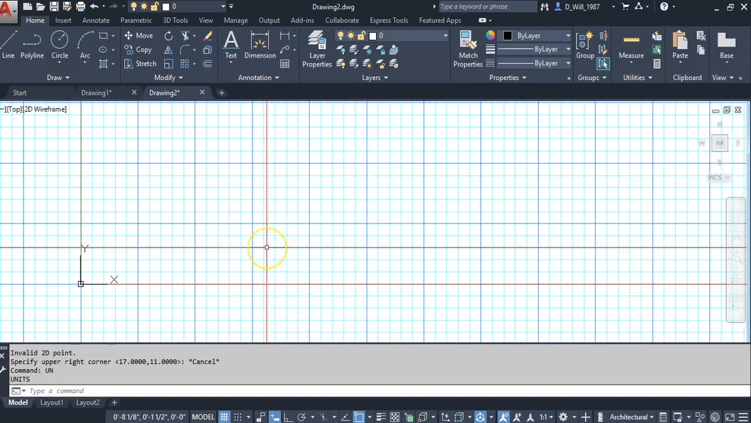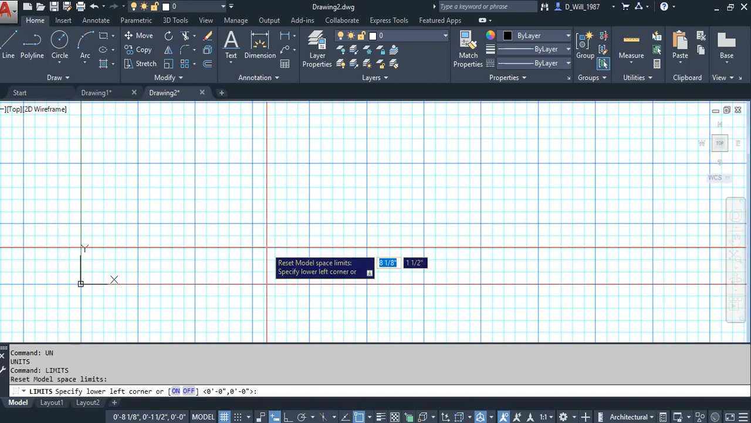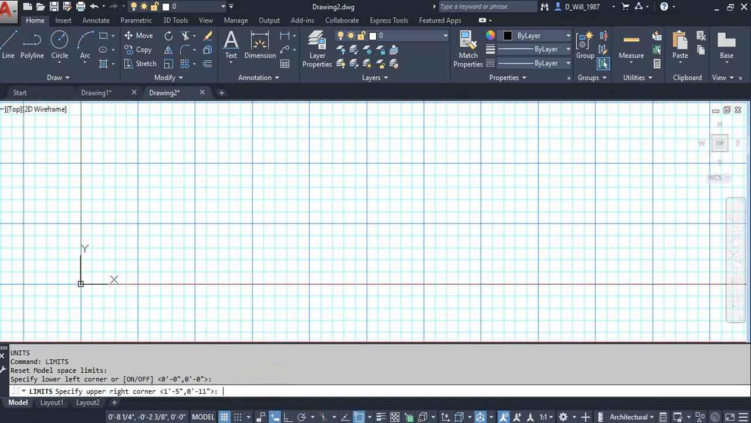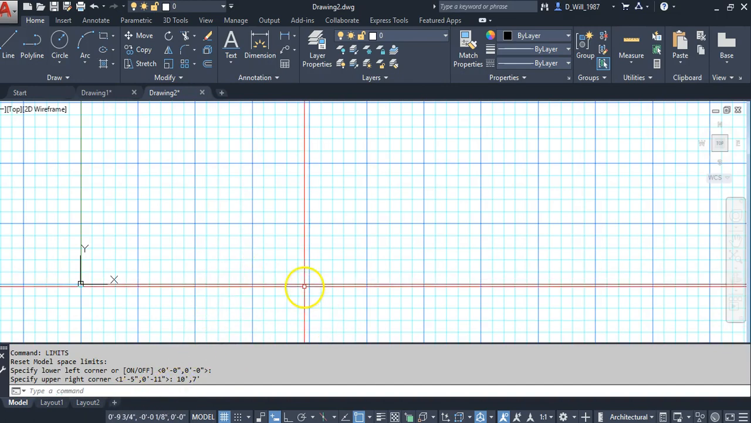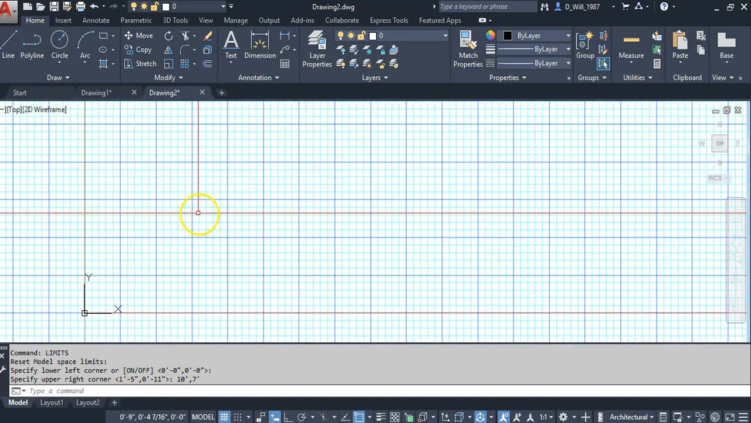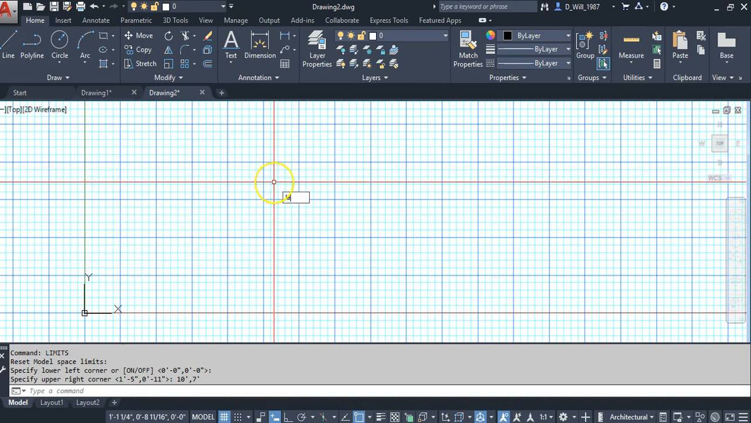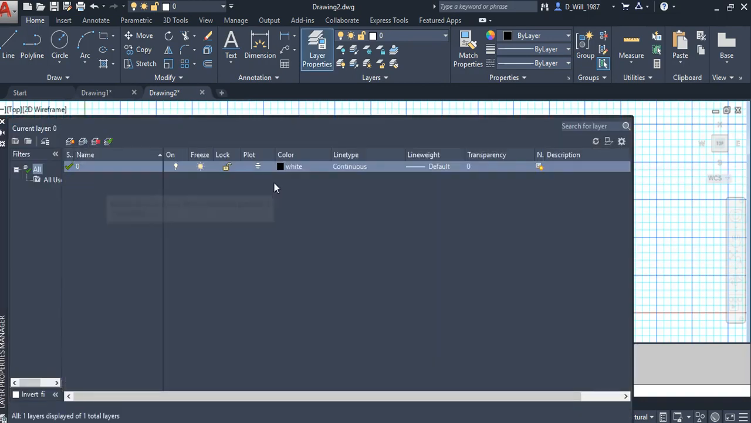All right, so if I set the units first, then no matter what I type in afterward, 0, 0 for my bottom left, 10 feet, comma, 7 feet, enter. Well, you see now it does accept that. So units first, limits second, LA, layers third. Make all your layers before you start drawing.